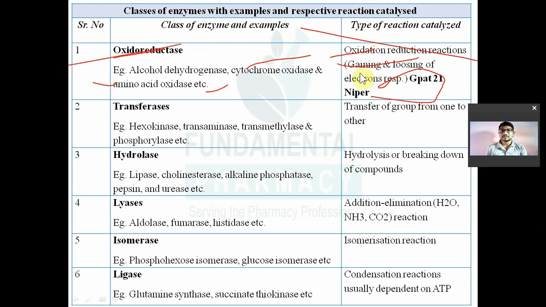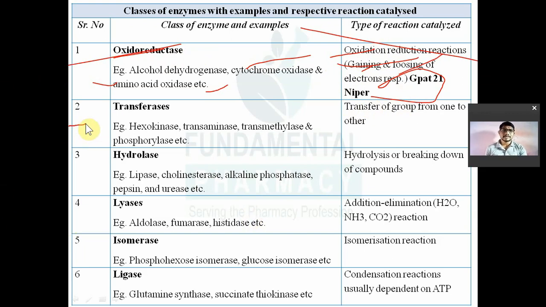So what does oxidation mean? Gaining of electron. What does reduction mean? Losing of electron. Okay. So that category of enzyme which is involved in the gaining and losing of electrons in the reaction is the oxidoreductase. Such a question was asked in GPAT 2021. You can go and check the papers.